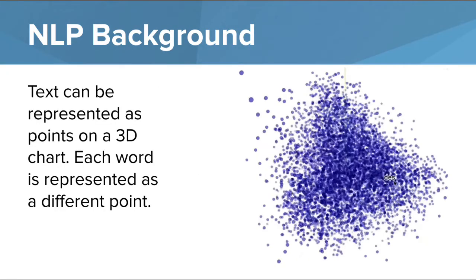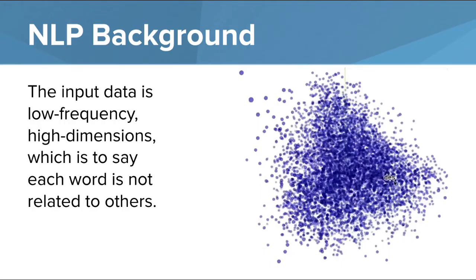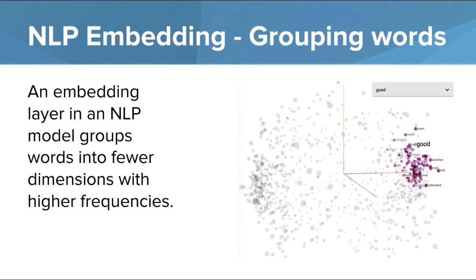At a high level, the data that comes into an NLP model can be represented as a point in a graph. Each word is represented as a unique data point. In this view, the data is said to be low frequency and high dimension. In other words, there are not a lot of common words and there is little organization to the words. An NLP supervised model uses an embedding layer to group similar words together and form clusters of words. These help the model to have fewer dimensions and higher frequency in each dimension.